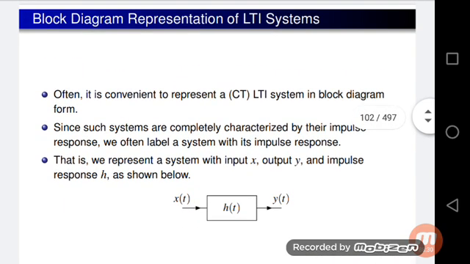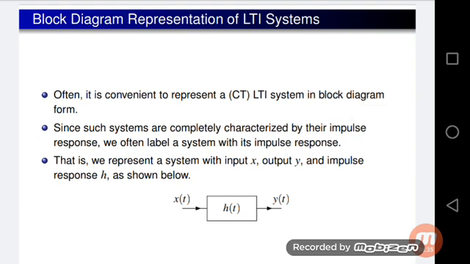And this is the block diagram representation of an LTI system. Often it is convenient to represent a continuous time LTI system in block diagram form. Here we clearly observe that on the input side we apply x of t and on the output side we receive y of t. In the processing section we use h of t. Since systems are completely characterized by their impulse response, we often label systems with their impulse response. That is, we represent a system with input x, output y, and impulse response h as shown below.